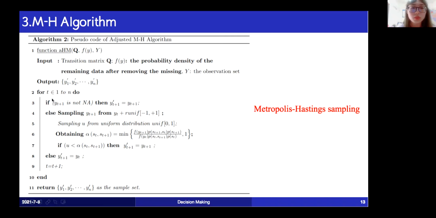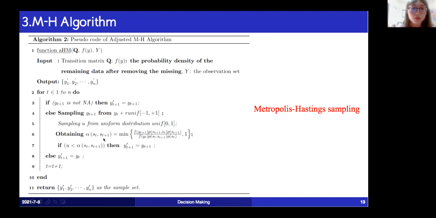And then from t equals 1 to n, judge whether the data is missing at time t+1. If the data is not missing, y' t+1 equals y t+1. But if the data is missing, we will sample y t+1 from y t plus a uniform distribution number between -1 and 1, and sample u from a uniform distribution between 0 and 1.